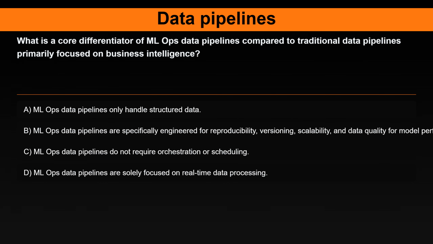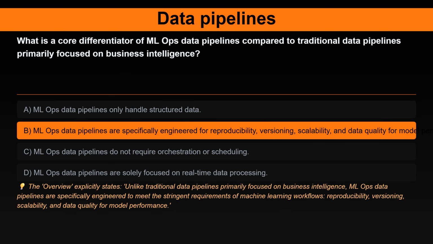Question 1. What is a core differentiator of MLOps data pipelines compared to traditional data pipelines primarily focused on business intelligence? Option A. MLOps data pipelines only handle structured data. Option B. MLOps data pipelines are specifically engineered for reproducibility, versioning, scalability, and data quality for model performance. Option C. MLOps data pipelines do not require orchestration or schedule. Option D. MLOps data pipelines are solely focused on real-time data processing.